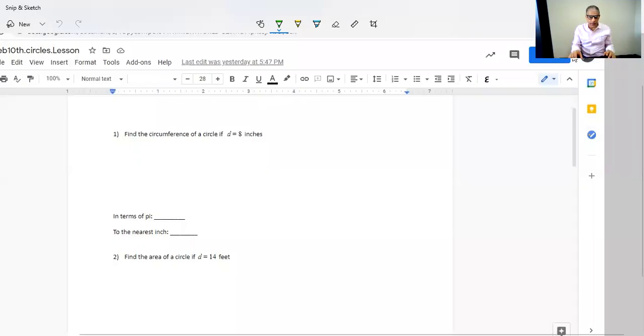All right, so this is today's lesson, February 10th, on circles. This is the example we're going to do in class, or we did in class. So the first question here, it gives us the diameter of a circle.